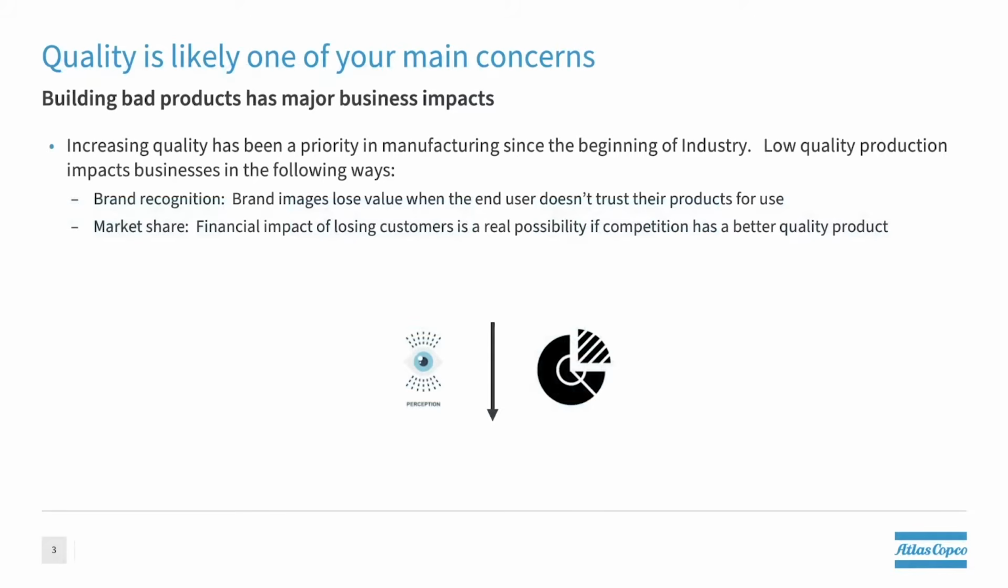And notice how I said products here, as in plural. That decision could carry over into other product lines your company's building. You may also want to consider how losing these customers realizes a market share loss and a direct financial impact. This is a real possibility if your competition's building a better quality product.